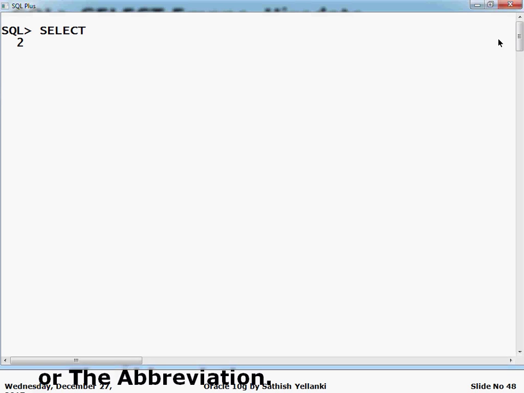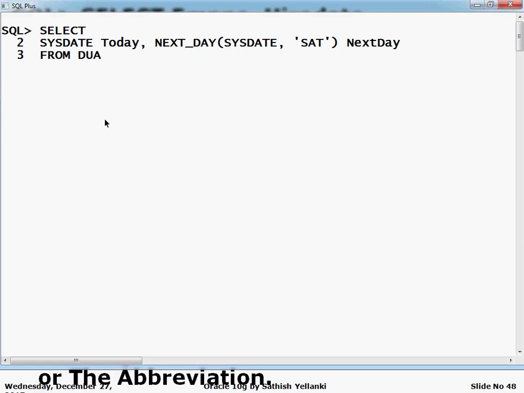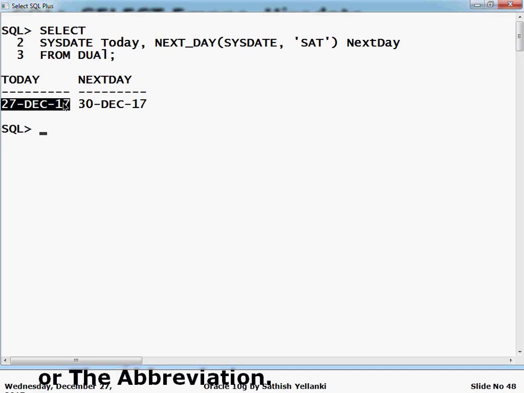Next upcoming weekday means what? Watch carefully. I am saying select this day, that is today. Now today is which weekday? Wednesday. Today is Wednesday. So you watch it, I am saying next day. I am giving this particular day, and I am saying tell me what is the date on Saturday. So if today is 27th December 17, which is Wednesday, the next nearest Saturday is 30th December.